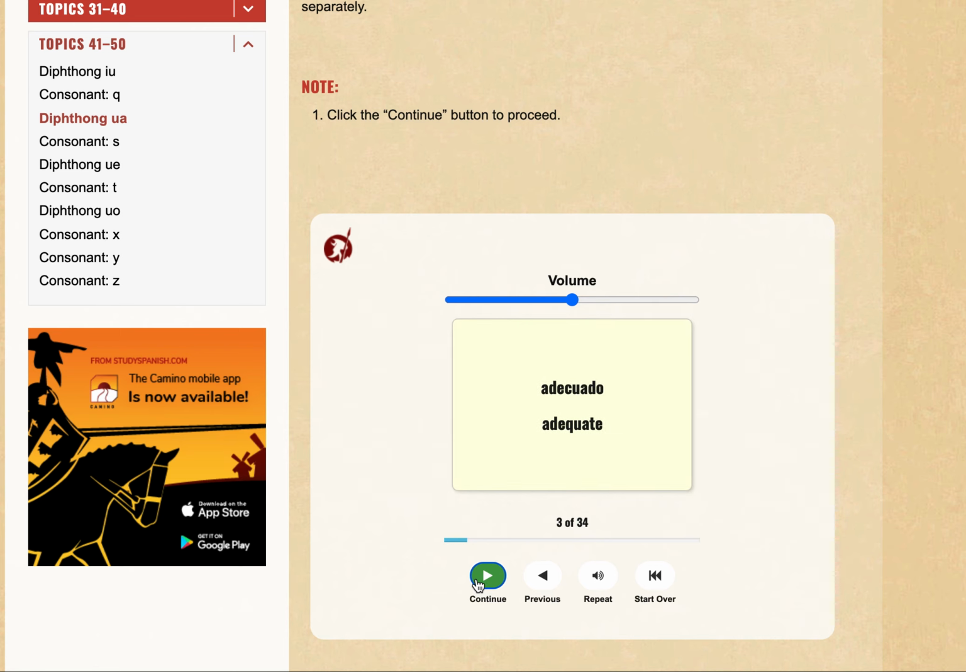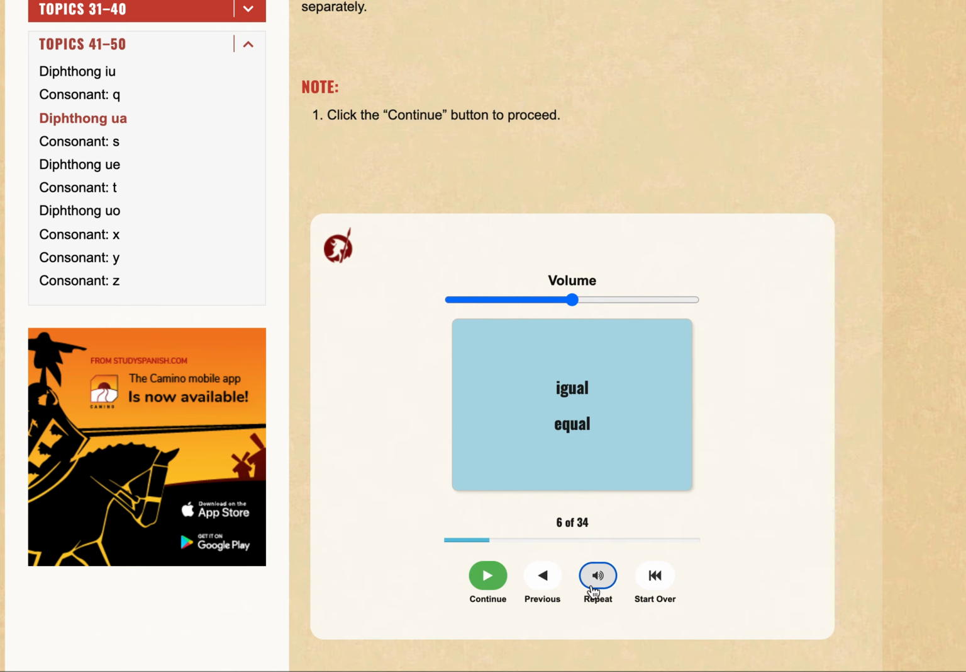Adecuado. All right. So UA, we have some here. Adecuado, adequate. Aduana, customs. So I think now we got the sense of how it's pronounced. Let's go a little faster now. Aduana. Ecuador.